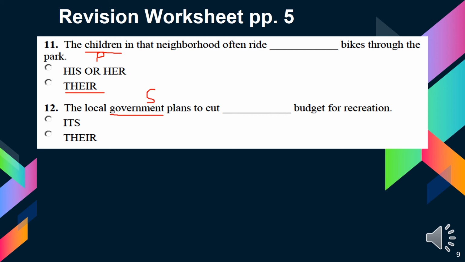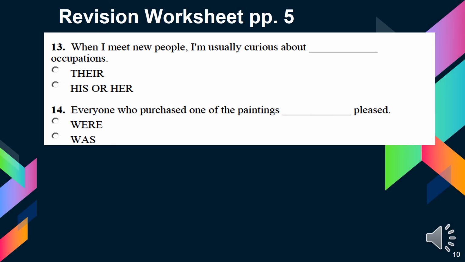And how do you know from the sentence, even if you are not sure or if you don't know? Look at the verb. The verb here, plans, it has an S. This S, when it comes in the verb, it means that the subject is singular, right? So the local government plans to cut its budget, because it's singular. When I meet new people, I am usually curious about what occupation. I am meeting who? New people. People, is it singular or plural? Certainly, it's plural. There is no S, yes, but it's a plural noun. And his or her or their, I need a plural pronoun, so their.